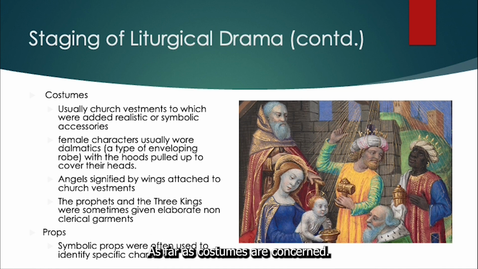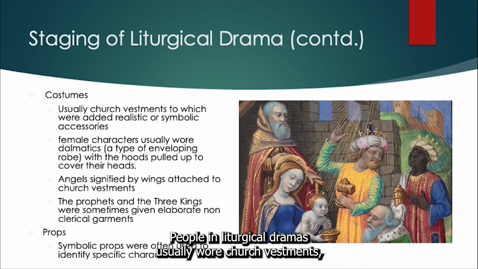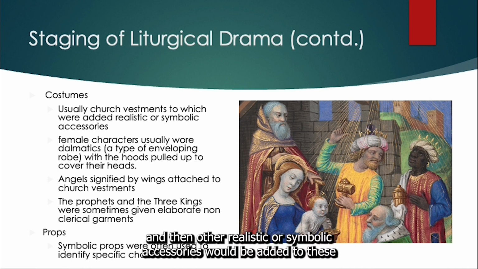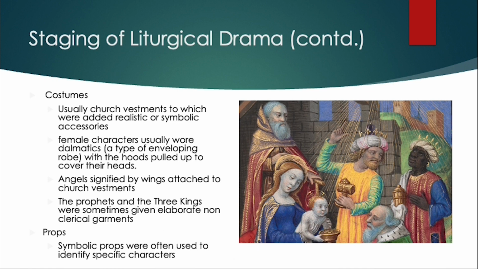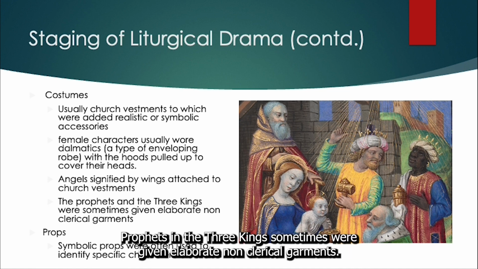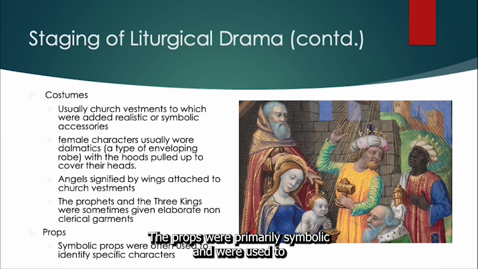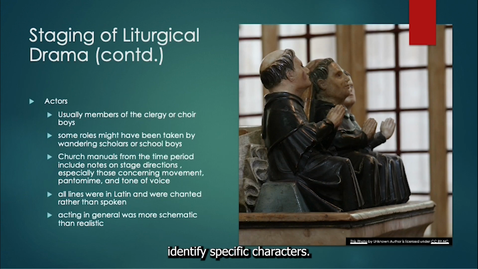As far as costumes are concerned, people in liturgical dramas usually wore church vestments, and then other realistic or symbolic accessories would be added to these. Female characters would wear robes that covered their heads. Angels would have wings attached to them. Prophets and the three kings sometimes were given elaborate non-clerical garments. The props were primarily symbolic and were used to identify specific characters.